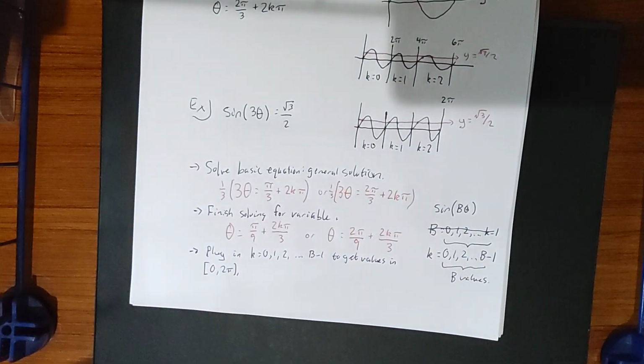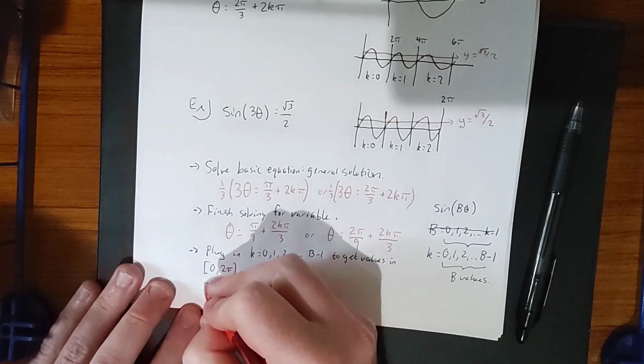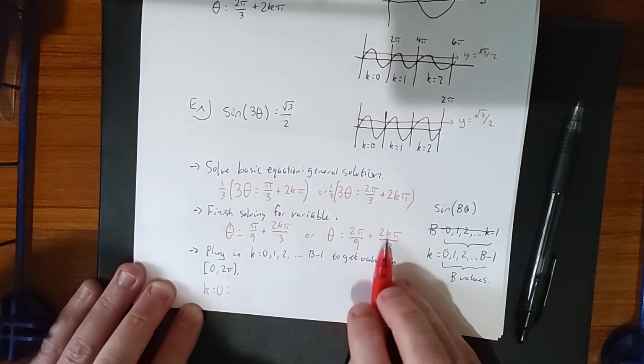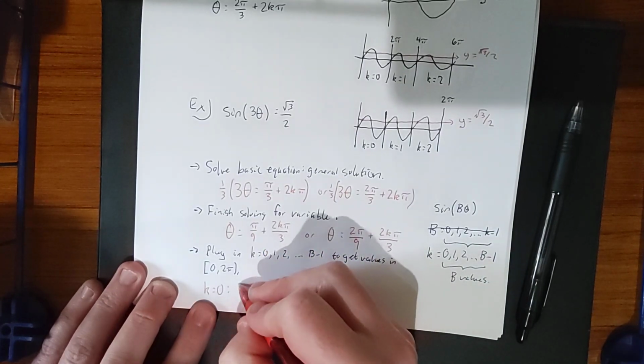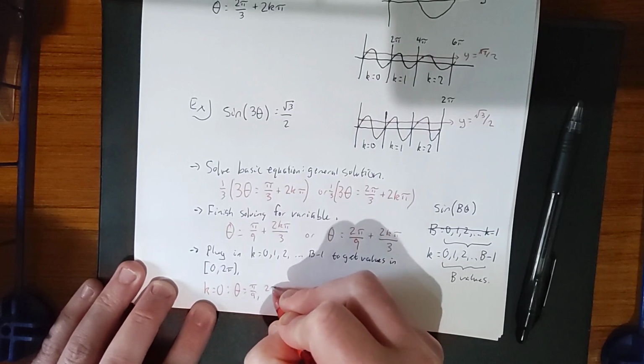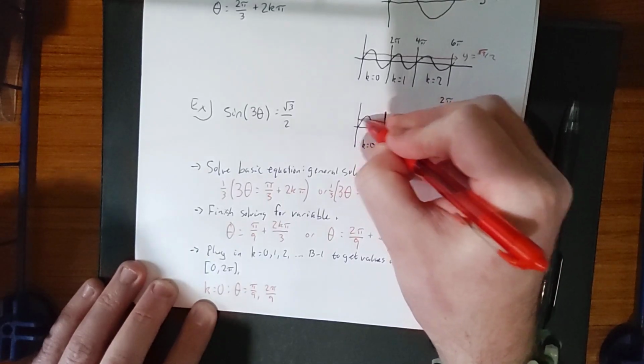Now this is going to require a little extra work on the user's part because I'm just about out of page here. But for k equals 0, this one is relatively straightforward because the 2k pi over 3 terms both become 0, and we'll just get theta is equal to pi over 9 or 2 pi over 9. These correspond to the first 2 values that we see for k equals 0.